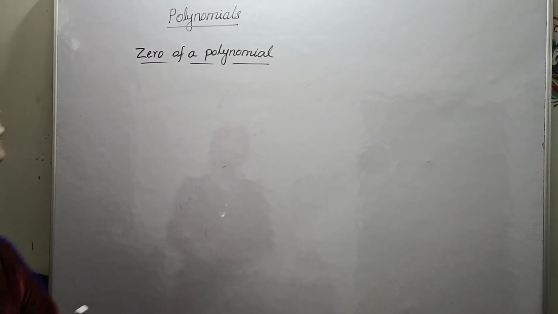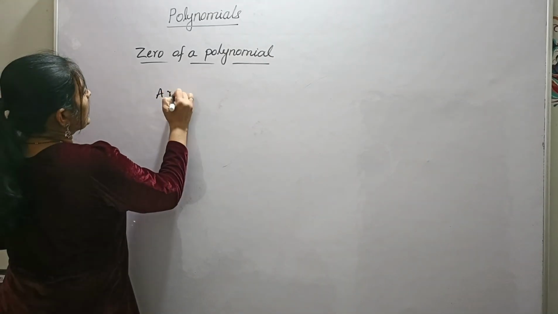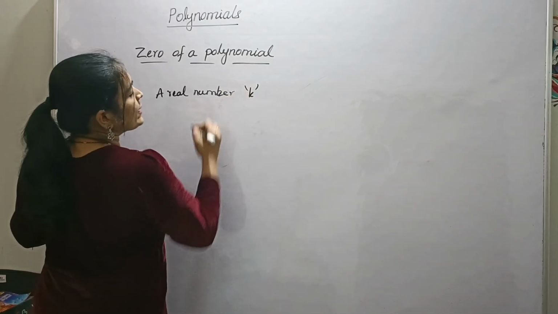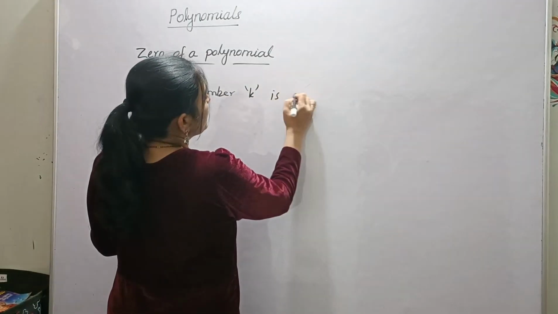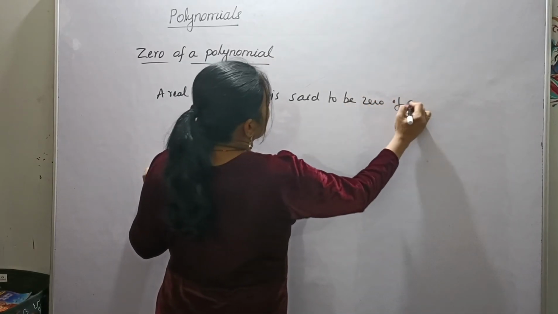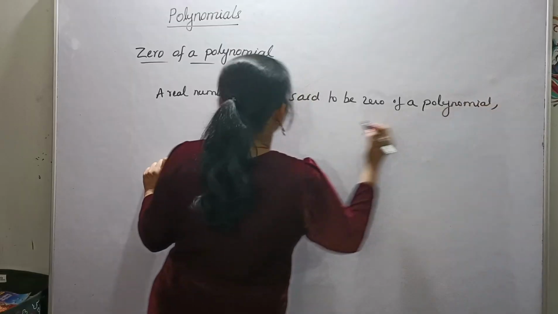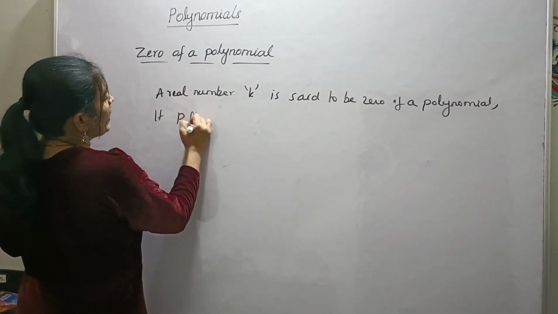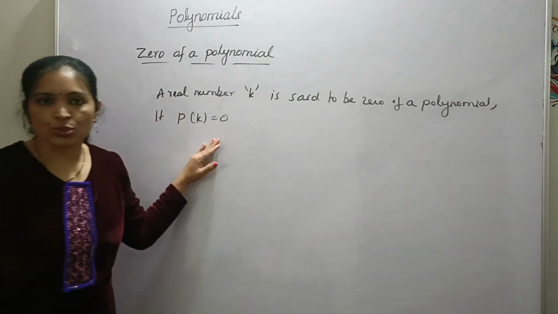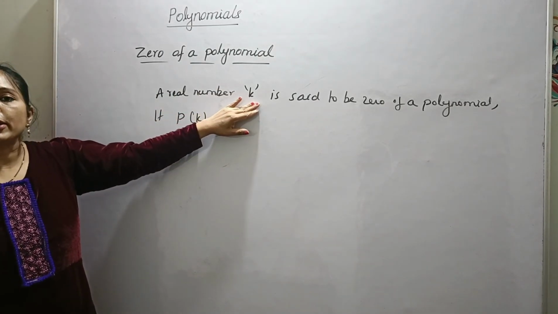Next is the zero of a polynomial. A real number k is said to be a zero of a polynomial if p of k is equal to 0. If p of k is equal to 0 in p of x, then we say k is a zero of p of x.